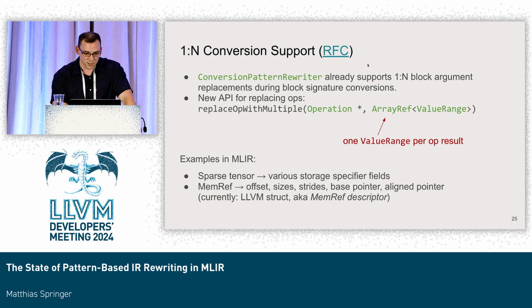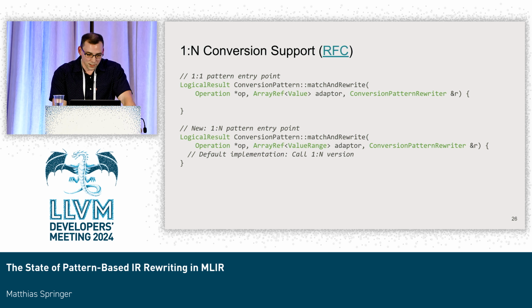All of this, by the way, is discussed in this RFC, so feel free to talk to me or comment on the RFC. What that also means is we need a new entry point to conversion pattern, basically one that takes an adapter that takes an array of, or a list of, value ranges.